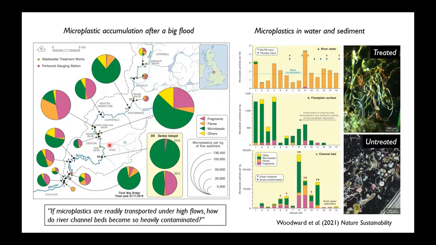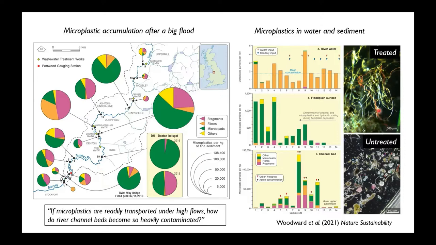And these locations had very distinctive and different microplastic assemblages. That tells us they're coming from point sources. There isn't much mixing downstream. These basically reflect the microplastic assemblage in the wastewater entering those rivers. And it shows that contamination of the riverbeds can happen very quickly after flood events have washed the previous microplastics away.